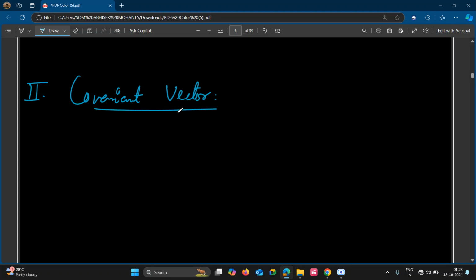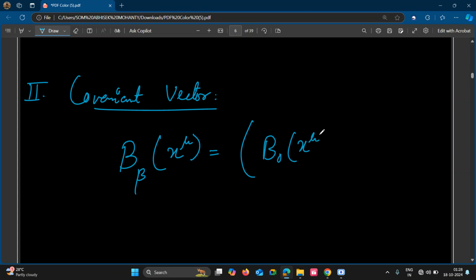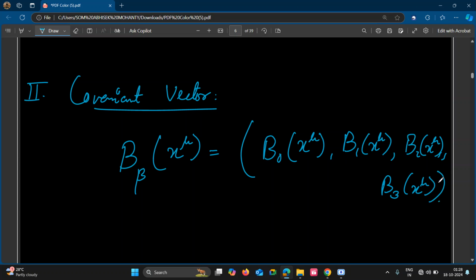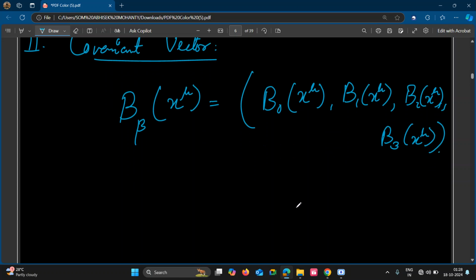Covariant vector. So I took A in the contravariant case, so I will take B here, and took alpha there, I will take beta. So B beta x mu. If I transform it, it will be like B0 x mu, B1 x mu, B2 x mu, B3 x mu. Simple. You can write along with me. It will be very easy to understand. So again, the transformation will be there.